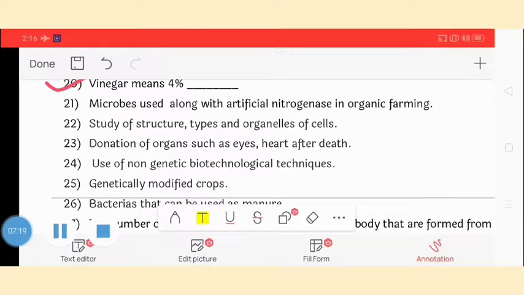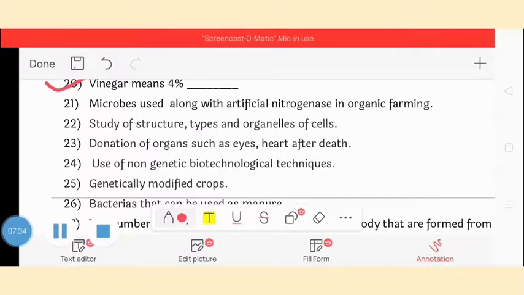21st question. Microbes used along with artificial nitrogenase in organic farming are known as azotobacter.